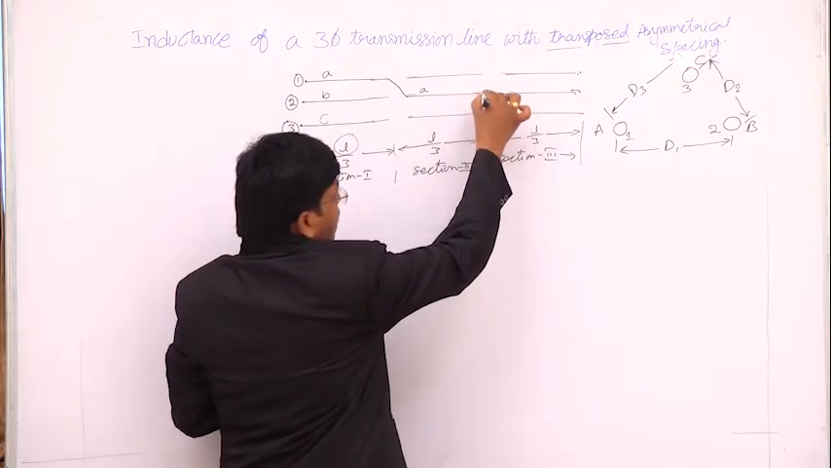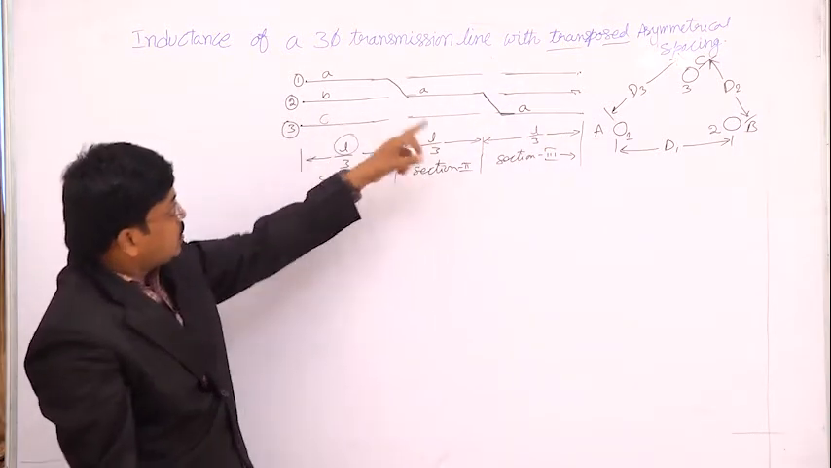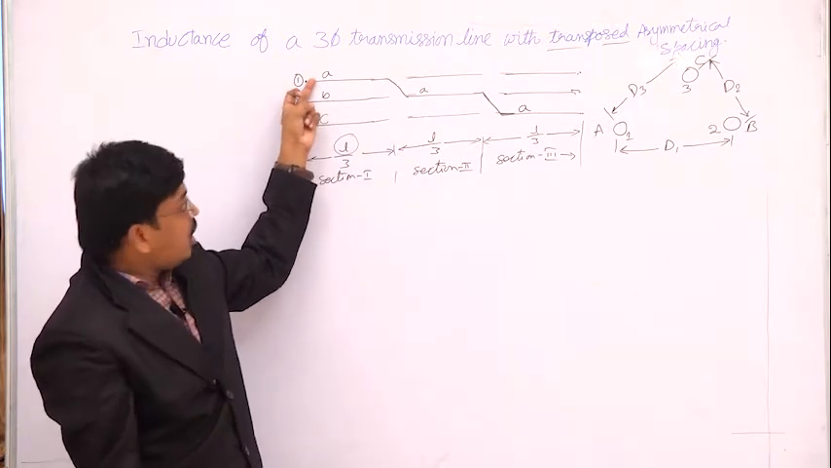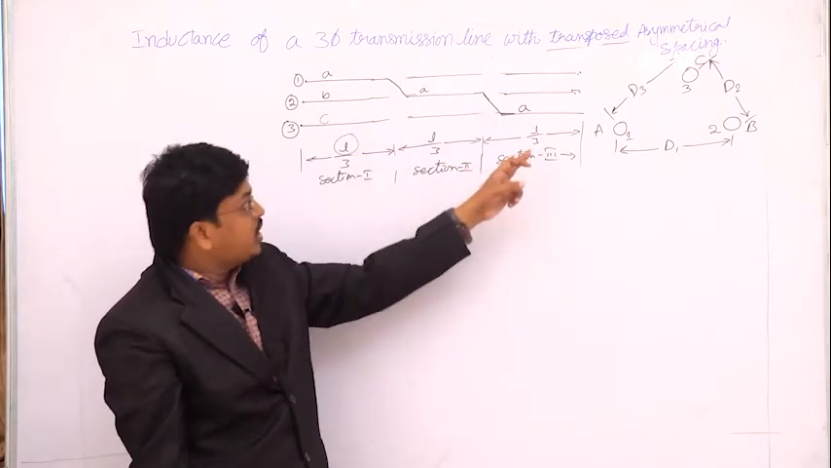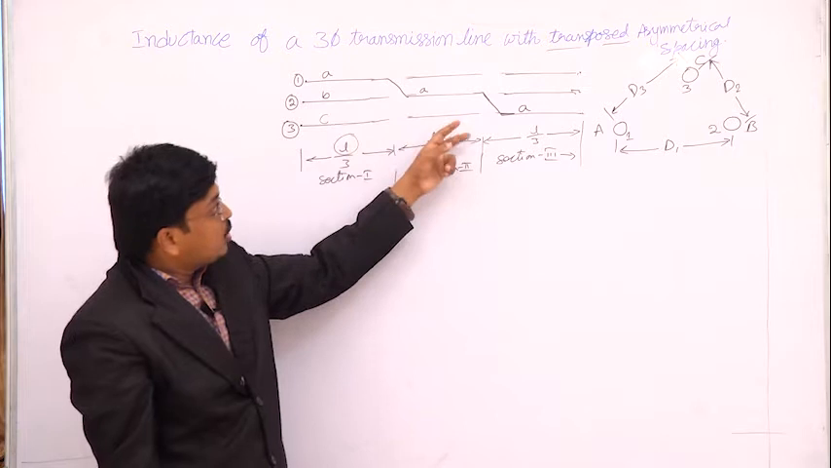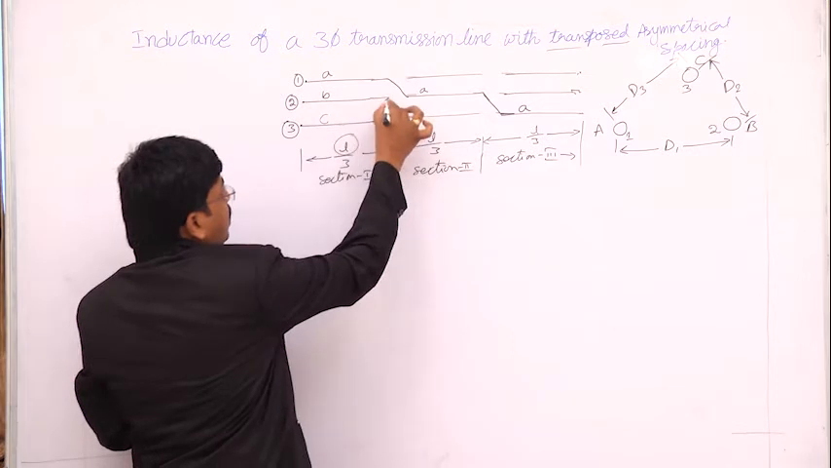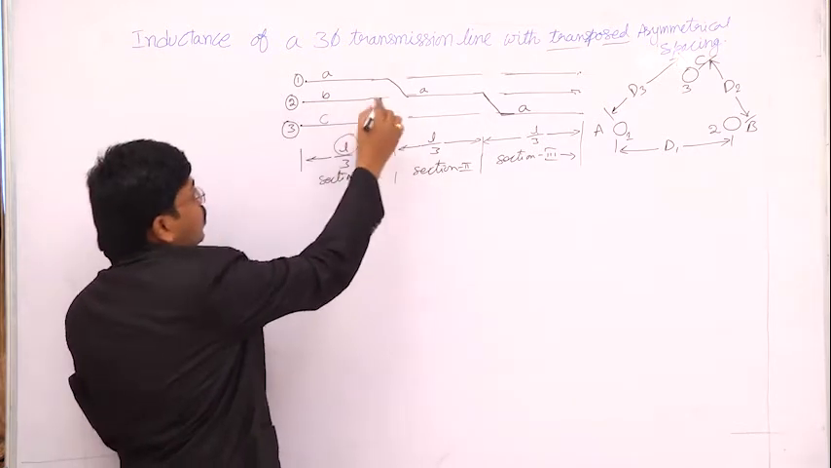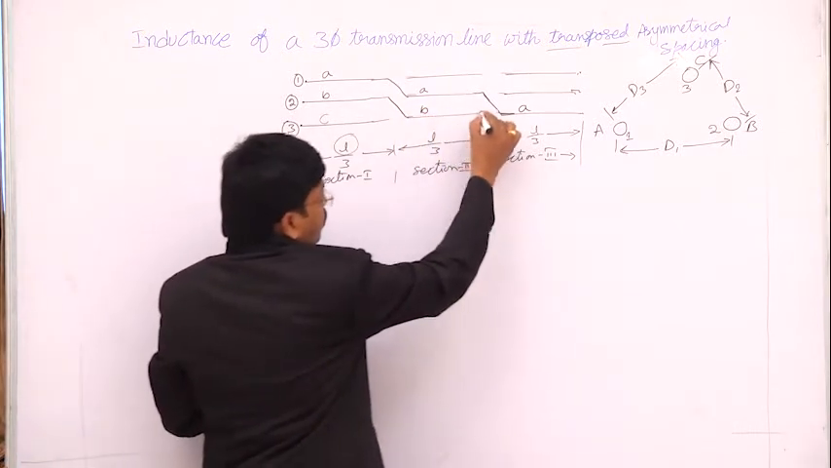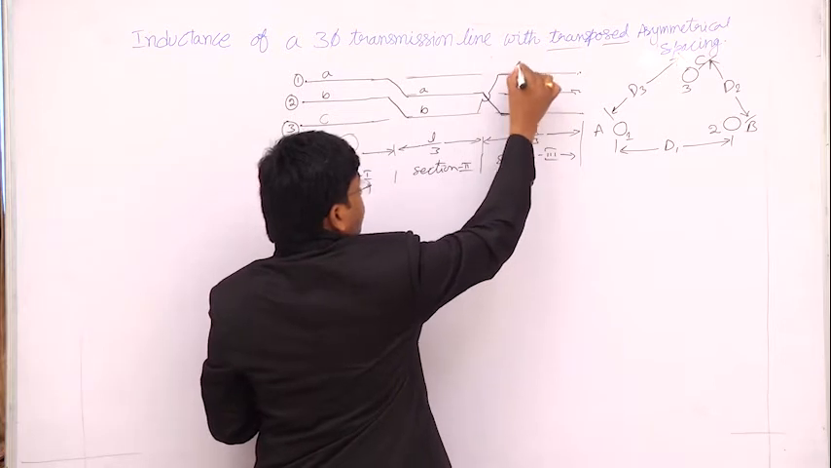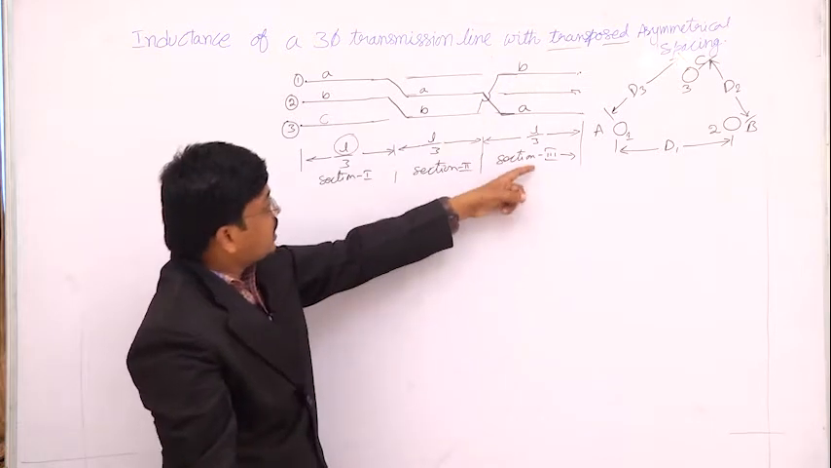Likewise, in section 3, the conductor occupies position 3. In this manner, each conductor will occupy all three positions, that is position 1 in section 1, position 2 in section 2, and position 3 in section 3. We arrange this to meet equal inductance of the individual phases. Similarly, conductor B occupies position 2 in section 1, position 3 in section 2, and position 1 in section 3.